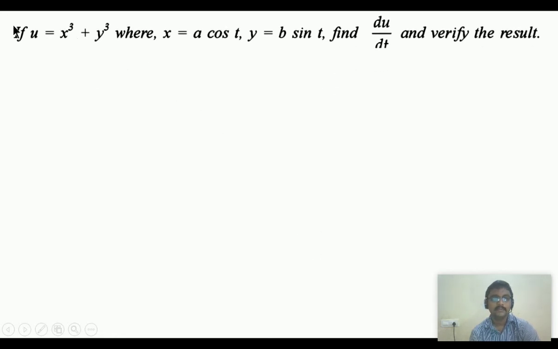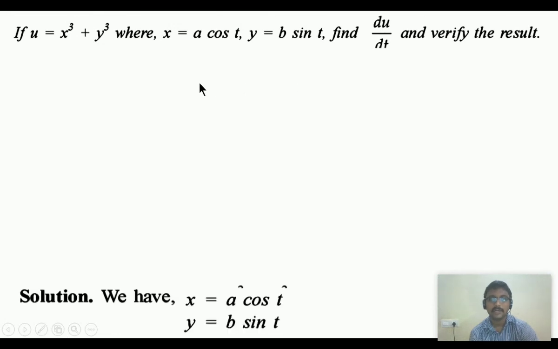Another sum, if u is x cube plus y cube, where x is a cos t and y is b sin t. So u is in terms of x, y, but x, y are in terms of t. Ultimately, u is in terms of t, because while substituting x, y values in this expression, we will get u in terms of t. Now we have to find out du by dt and verify the result. So du by dt is obtained by using the total derivative formula.